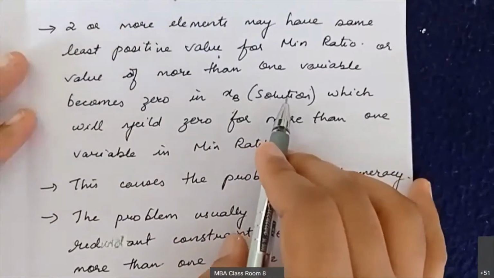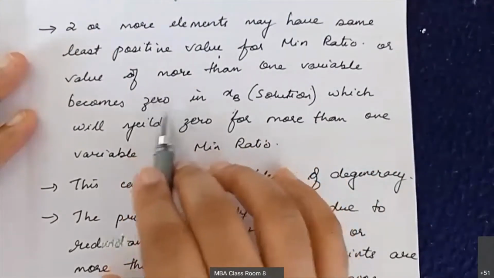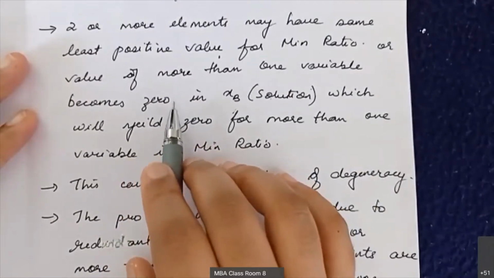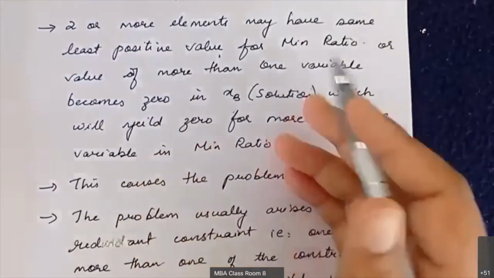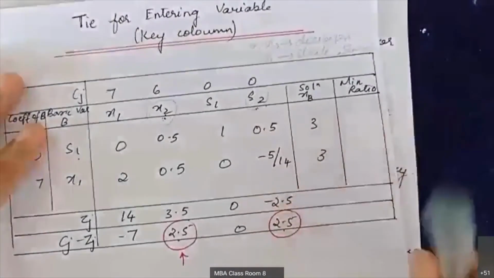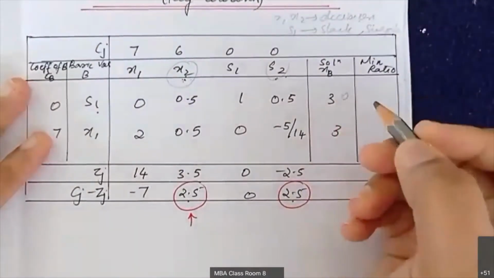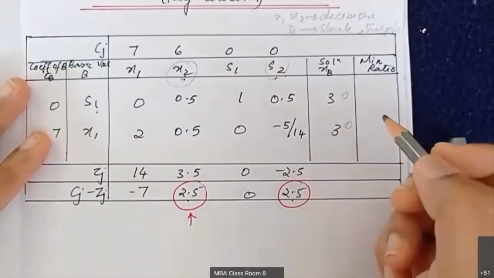Okay, when we divide it, 0 divided by any value in the key column, you will get the answer as 0 itself. If two or more values in the solution or XB column, for example over here, just take this case itself. If the solution over here is 0, for example, in this case also it is 0. In such cases, what will happen?